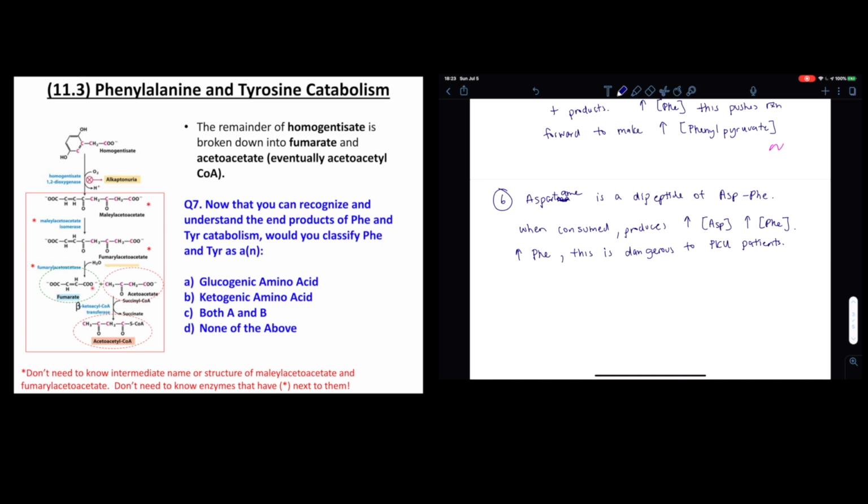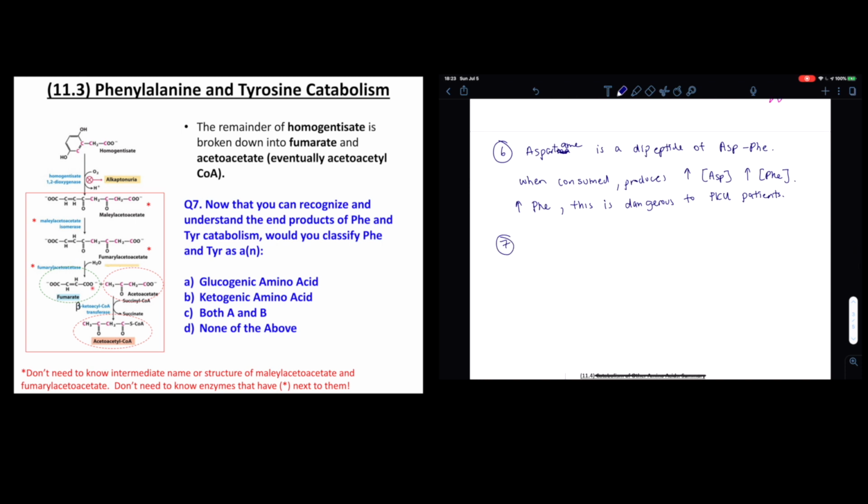Okay, so let's write down the answer for here. So this is going to be both. Okay, so it's glucogenic because of the fumarate produced, and it's also ketogenic because of the acetoacetyl-CoA.